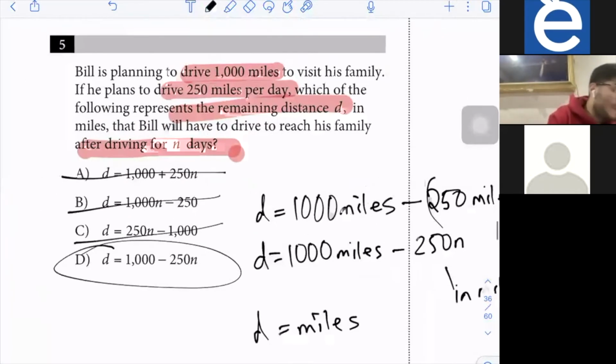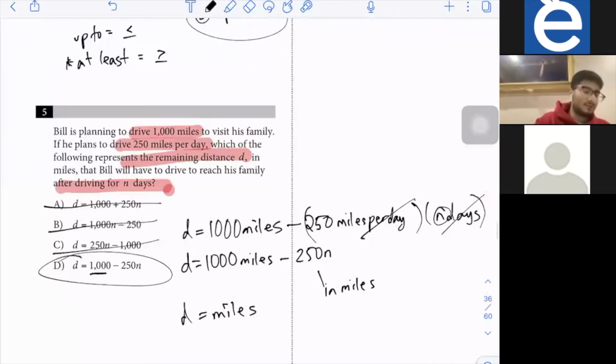Yeah, so it's not B because the variables don't match. The variables don't match. You have to cross that out. N is referring to the days, and 1,000 is the total miles that they have. So that's why it's D, which starts off with 1,000, and you subtract the 250 every day he travels. So it's choice D, not B. That was my fault. I'm sorry.